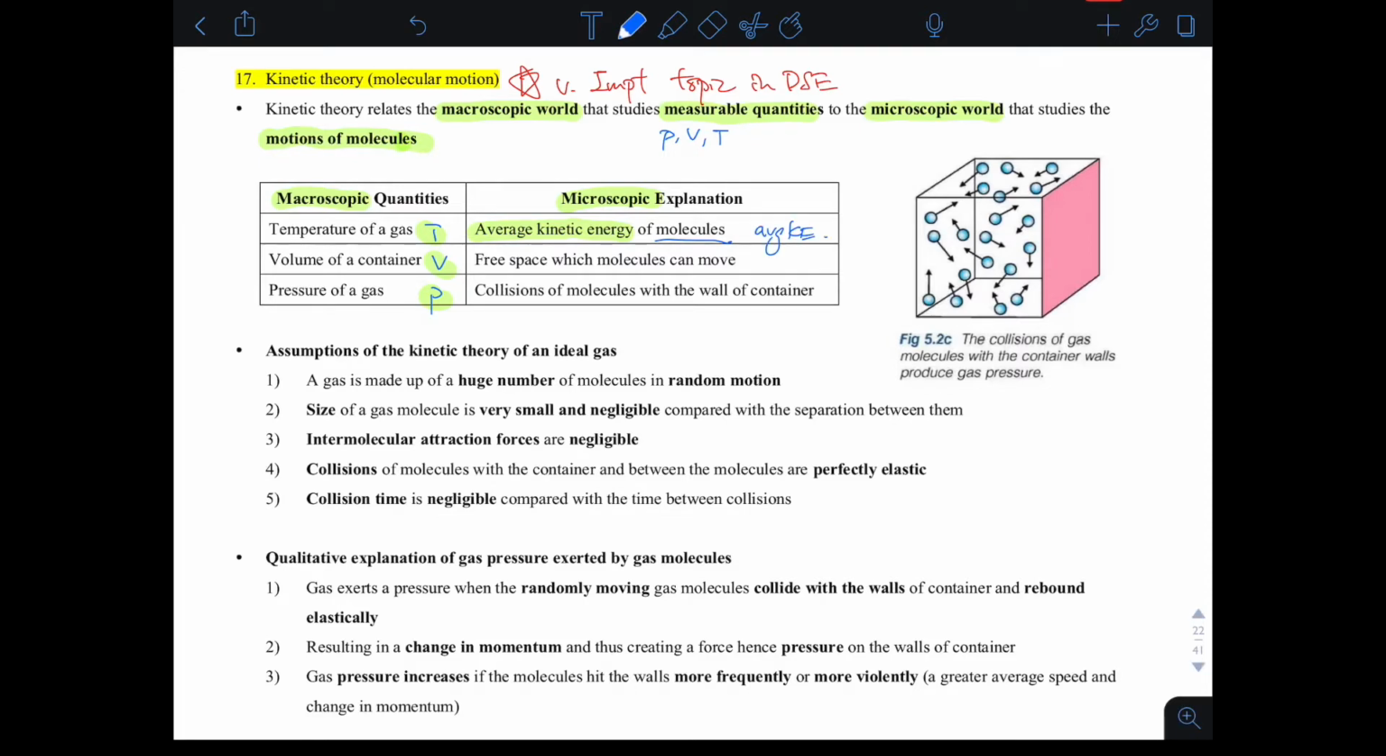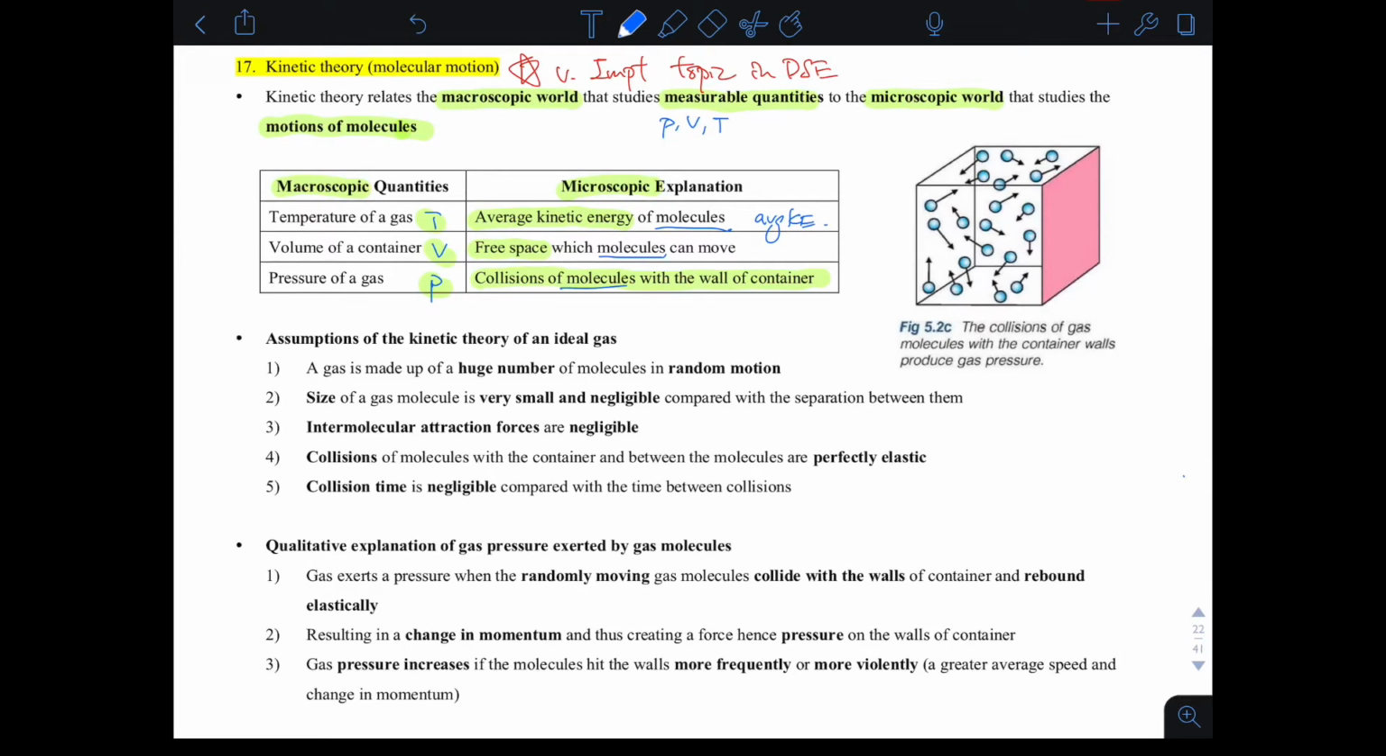You can see we're talking about molecules here, the average KE, and then the free space, which is also the volume of the gas. But again we are talking about molecules here. Lastly, we talk about collision of molecules with the wall of the container. The collision can help us to explain why we have the pressure inside a gas.